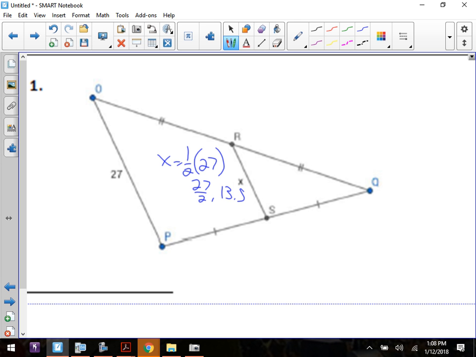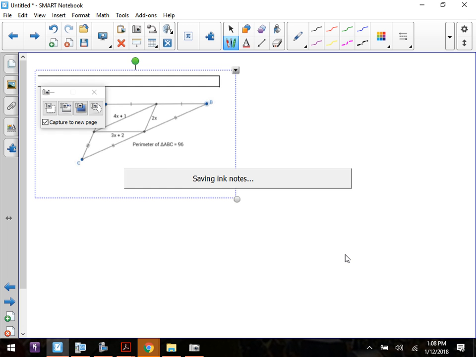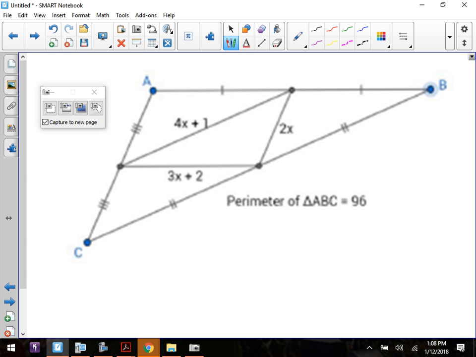The second one makes you have to think. The second one is making you think because you've got mid segments in a triangle. Remember, each mid segment is equal to half the side it doesn't touch. So if the perimeter going all the way around is 96, that means that the perimeter going around this has to be half of it.